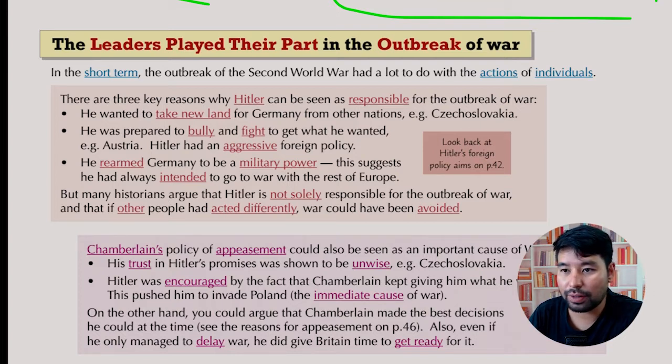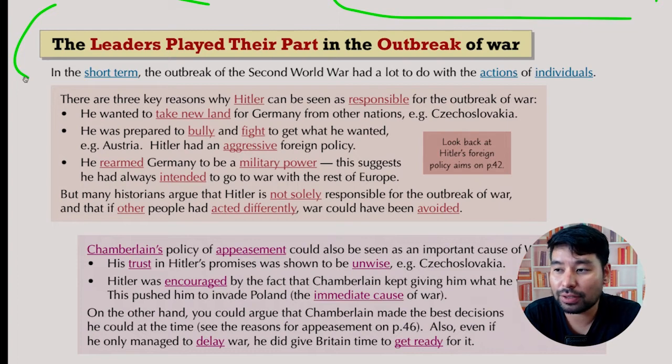So just follow me here, in this first part. The leaders played their part in the outbreak of war. According to the text here, probably not everybody agreed that the only reason for the beginning of the Second World War was Hitler. Hitler, of course, had his percentage, but according to some, there were more reasons for that. But let's check it out, and then we can get our conclusion.